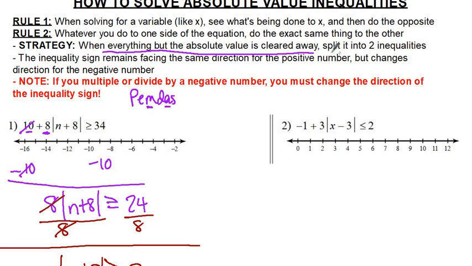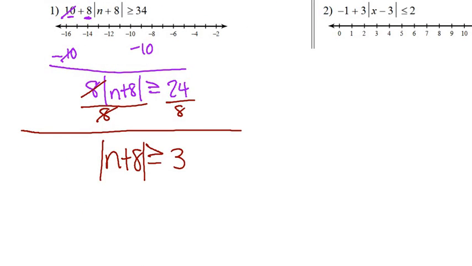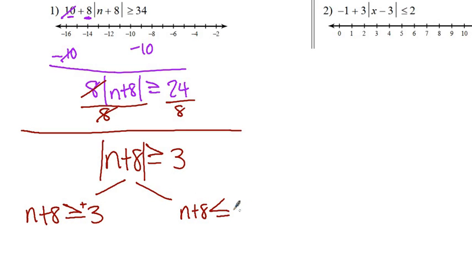Okay, now we are at this step that we just mentioned, which is when everything but the absolute value is cleared away. We're going to split into two, not equations, but inequalities because they have a greater than sign. This is going to face the same direction for the positive, and it will change direction for the negative. So we're going to split this into two different inequalities. n + 8 keeps the same sign direction for the positive 3, but it's now going to flip directions for the negative 3, and we saw why in that picture we did a minute or so ago.